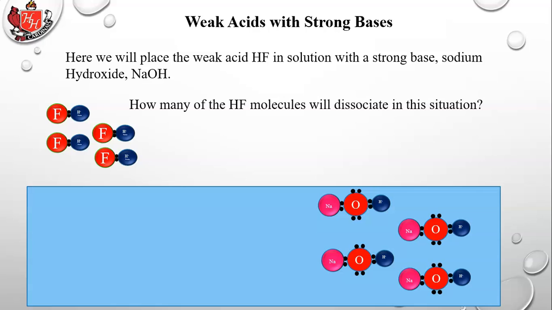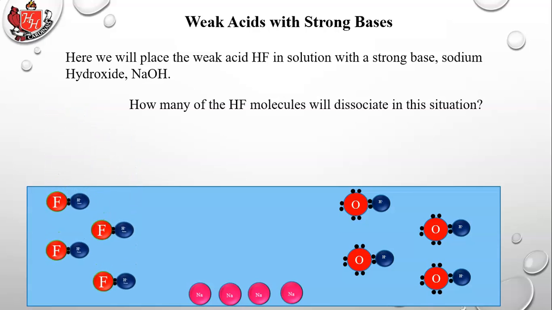So how many of the HF molecules will dissociate in this solution? Well, the first thing that has to happen is those sodiums have to come off. They dissociate completely. That's just from our solubility rules. They will break off from anything. So now you're left with the hydroxides.